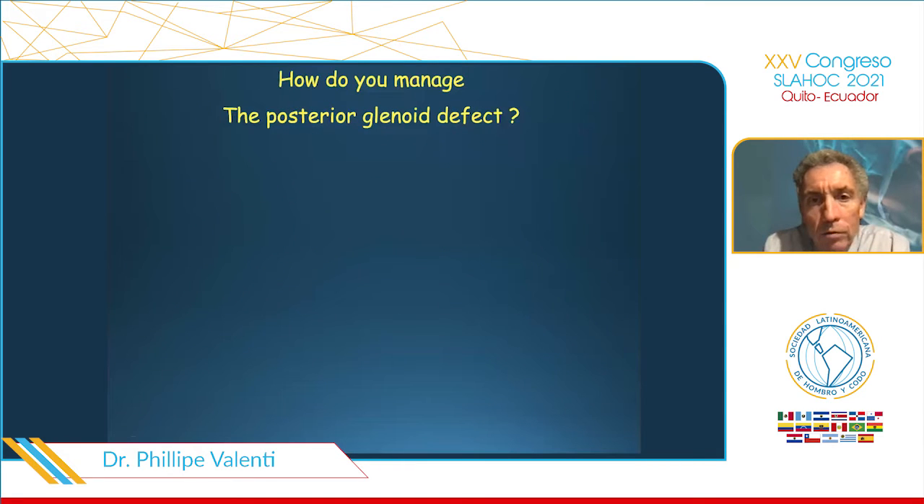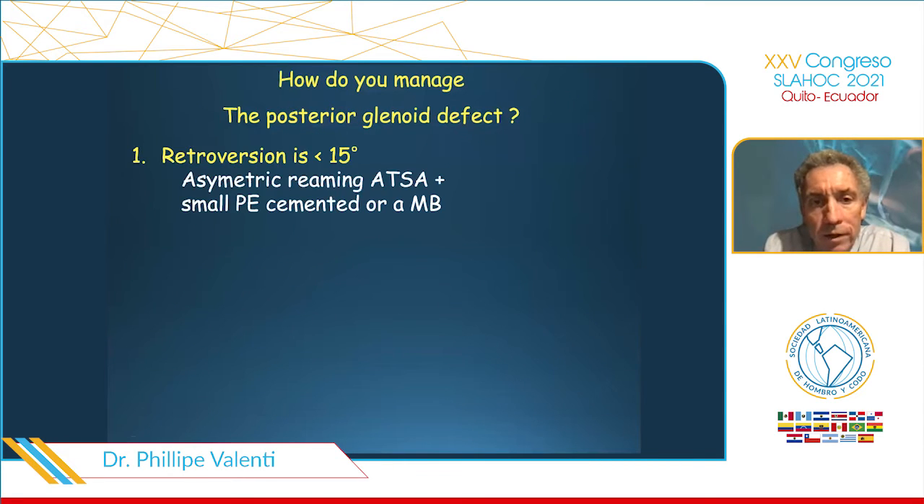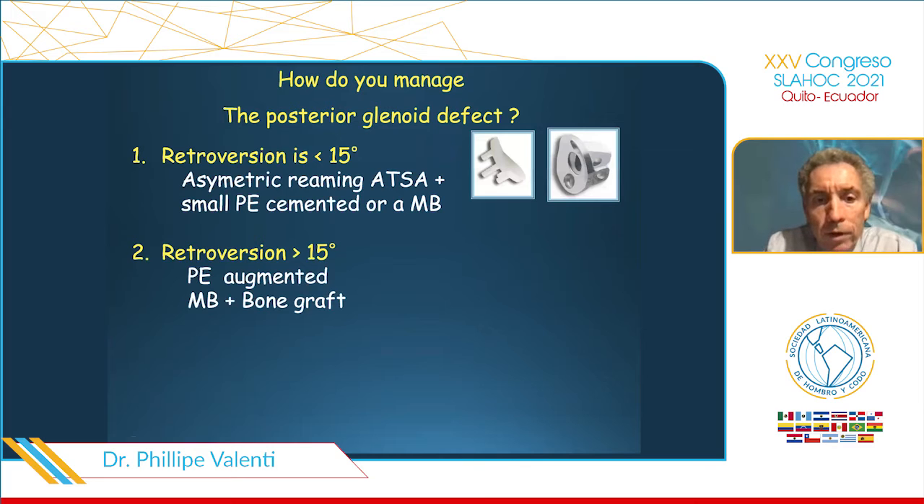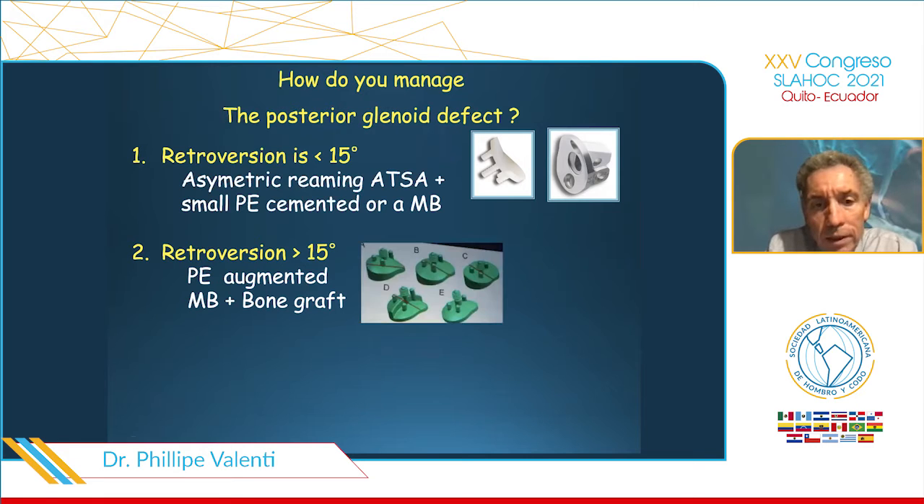So, how do you manage the posterior glenoid defect? If the retroversion is less than 15 degrees, we can do asymmetric reaming, and you put a small polyethylene component, cemented, or a metal back. If you have retroversion of more than 15 degrees, the tendency today is to use an augmented polyethylene or a metal back with bone graft.